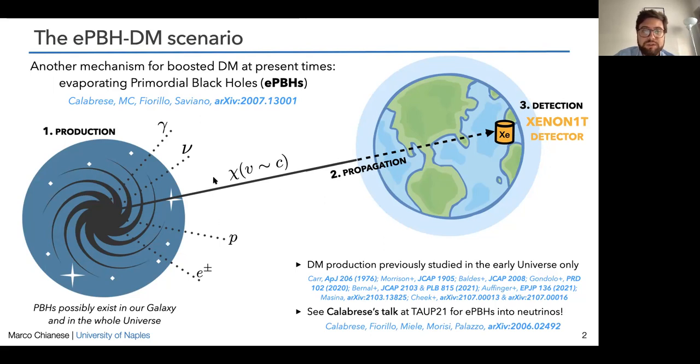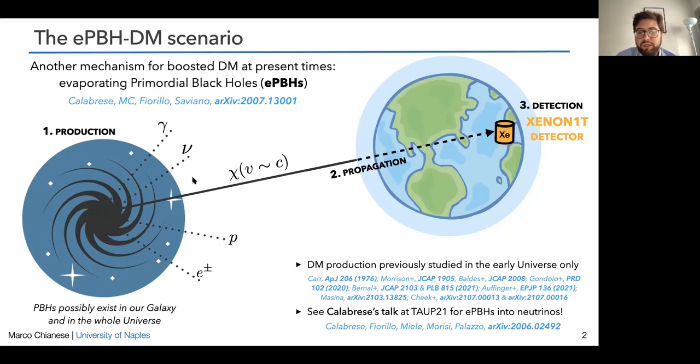So this primordial black hole can produce a flux of boosted dark matter particle that can reach us or reach the detector after propagating through the atmosphere and the Earth. And this detection can allow us to place very powerful constraint on the joint parameter space of primordial black hole and dark matter. And we refer to this scenario here as EPBH dark matter. So the evaporation of primordial black hole into dark matter particle has already been studied in the literature, but only as a way to produce dark matter in the early universe. So here instead we consider the production of boosted dark matter in the present universe.